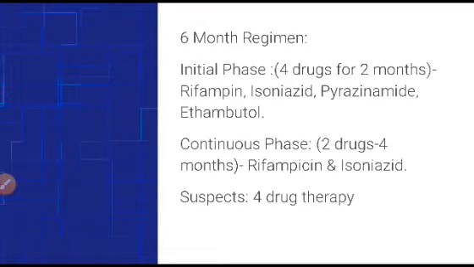Here one treatment schedule is there, for example a 6-month regimen. Here you have the initial phase and the continuation phase. Two phases in which we can give the treatment. Initial phase, 4 drugs for 2 months: Rifampicin, Isoniazid, Pyrazinamide, Ethambutol. And in the continuation phase we reduce to 2 drugs and give them for 4 months, that is Rifampicin and Isoniazid only. In case of suspects, whom we suspect have tuberculosis, we can give 4 drug therapy.